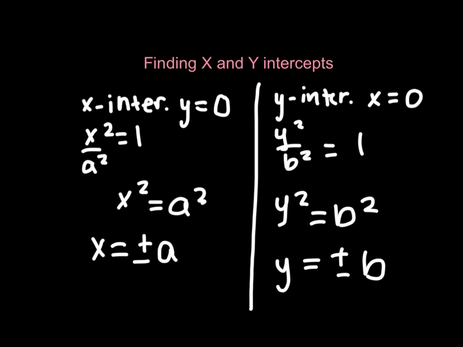So these are how you find the x and y intercepts. To find the x-intercepts, you use x squared over a squared equals 1, and then you solve, which would give you x squared equals a squared, and then you'll get x is equal to plus or minus a. And then you do the same thing for y using y squared over b squared is equal to 1, and then you'll solve getting y squared is equal to b squared, and y will equal plus or minus b.